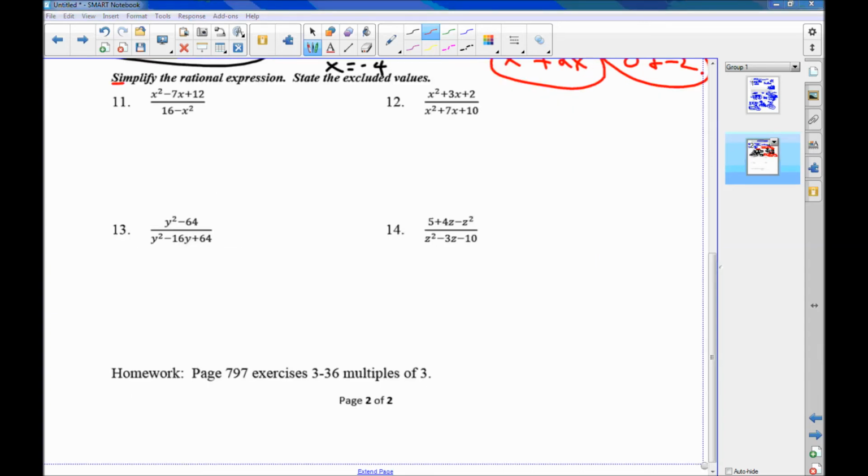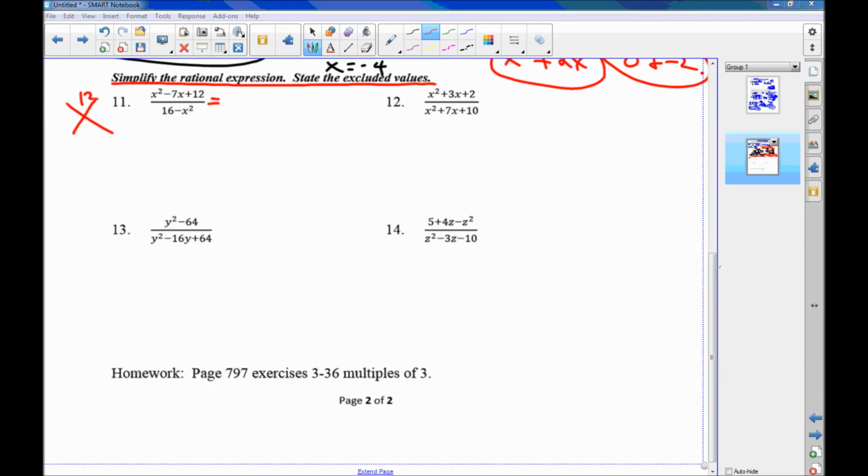Okay, for our last directions, we have simplify the rational expression, state the excluded values. So the only difference is the if possible part from above. So all these can be simplified or maybe not, but they're not giving you a hint that they might not be able to. All right, so our first one, we're going to try this with factoring first.